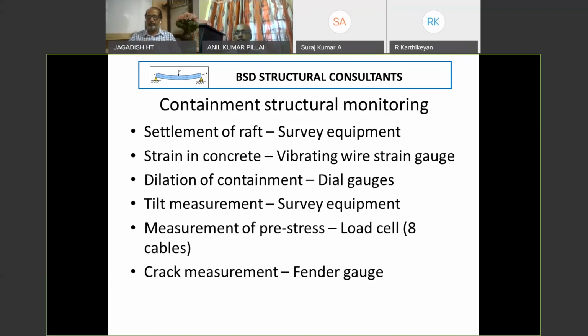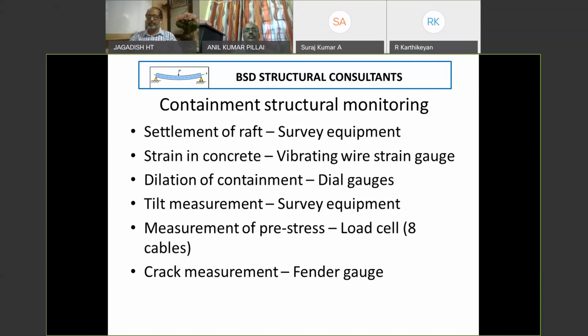Field measurement. Now, we told that reactor building containment is almost like a cantilever structure resting on the raft. Though the pressure inside the containment is uniform, due to any small unsymmetry in the containment during construction, there could be tilt of the containment. So this tilt also is measured using survey equipment.